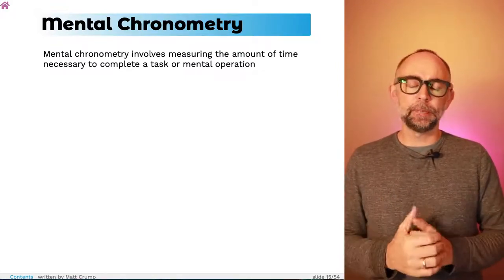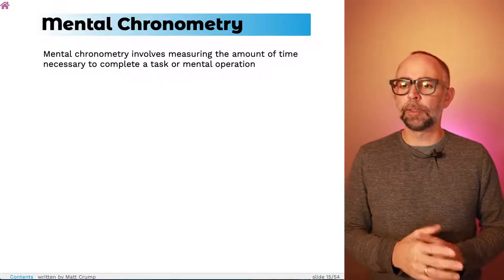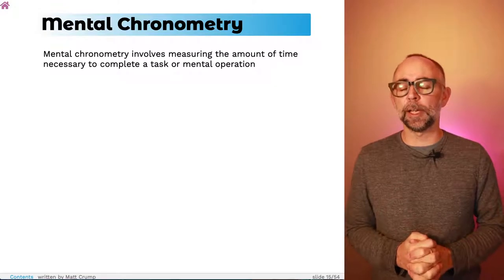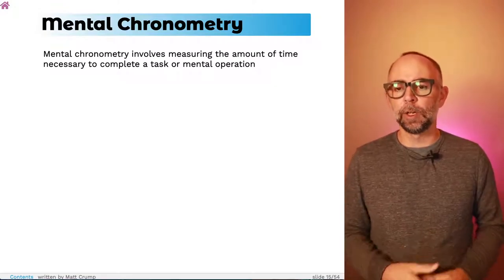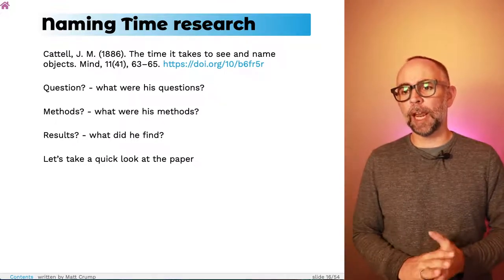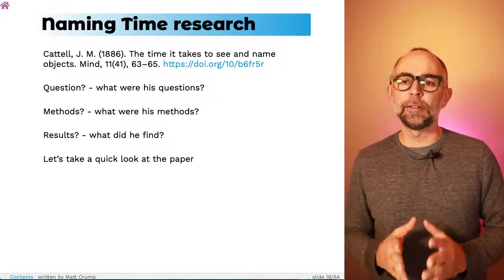We'll see many examples throughout the course of this. Mental chronometry is a fancy way of saying measuring the amount of time necessary to complete a task or mental operation. So let's look at some of Cattell's work from 1886 on naming time.